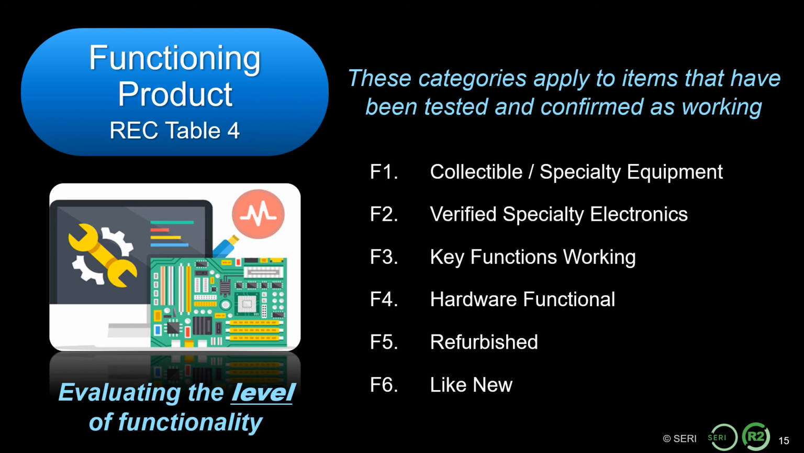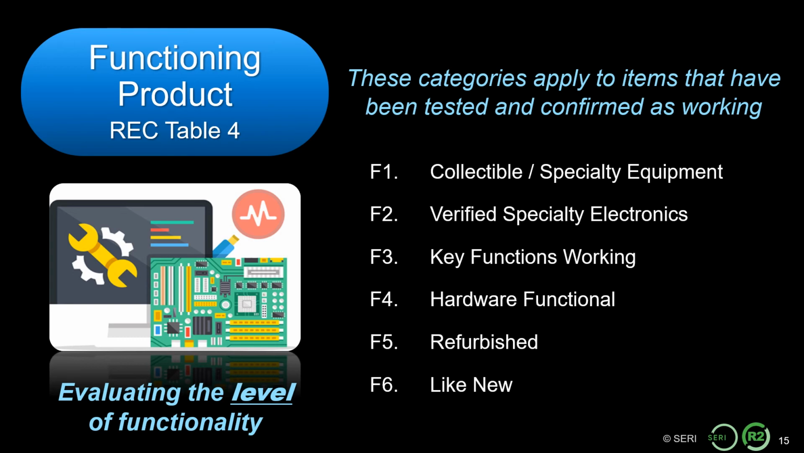F1 is for products that are identified as collectible or specialty equipment under Core Requirement 6. This category allows collectible or specialty products to be sold without testing or qualifying the buyer, as long as specialty sales do not exceed 1% of the total units sold in a rolling 12-month average. This is intended for R2 facilities that only process a small amount of collectible or specialty equipment.